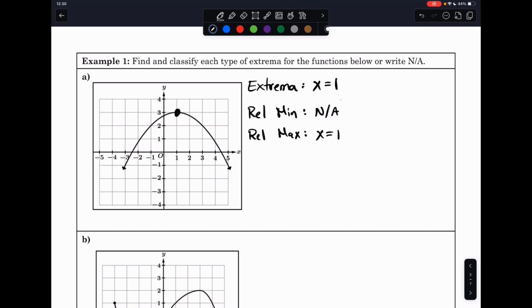Now, since there is no relative minimum, that means that there cannot be an absolute minimum. So no absolute minimum exists as well. And well, in this situation, this relative max happens to also be the only max. So it's the absolute max as well. So we have an absolute max at x equals 1.